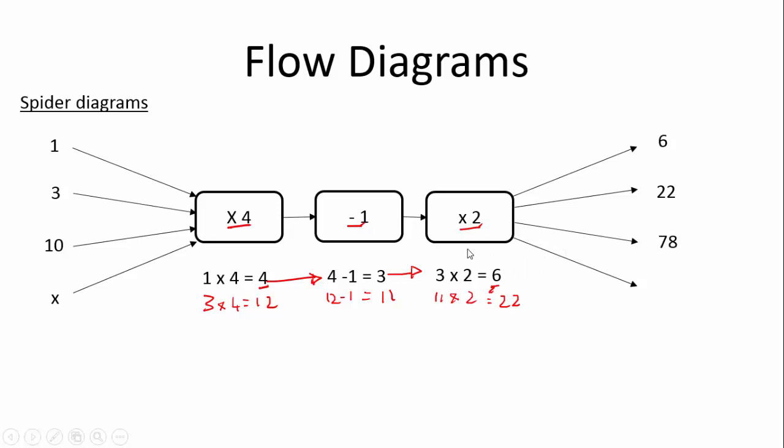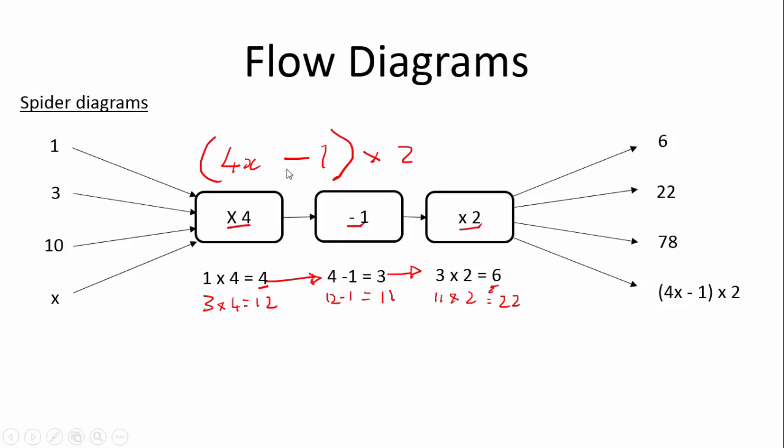What about our x? Over here, we have 4x. Then we have minus 1. And then we have times by 2, but is it 4x minus 1, times by 2? Is that correct? No, we're timesing this entire bracket by 2.